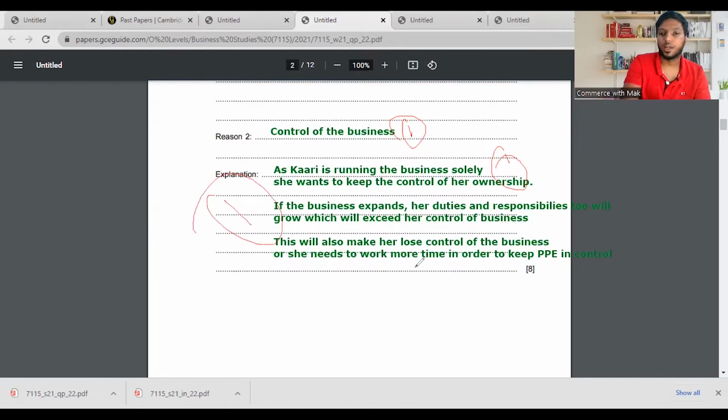That's 1 more point. And then I also said that this will also make her lose control of the business, or she needs to work more time in order to keep the PPE in control. So as she already doesn't have much time, she doesn't want to work more time. That's the reason we are getting 4 marks out of this question. So we have answered an 8-mark question. Congratulations, guys. We have 72 marks to write.